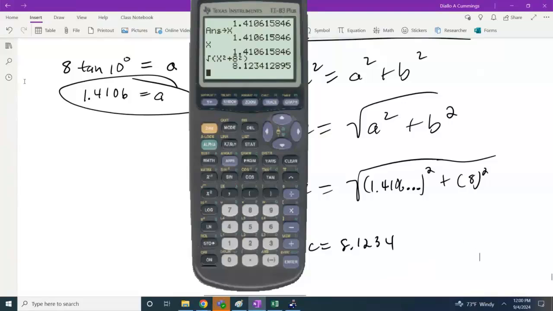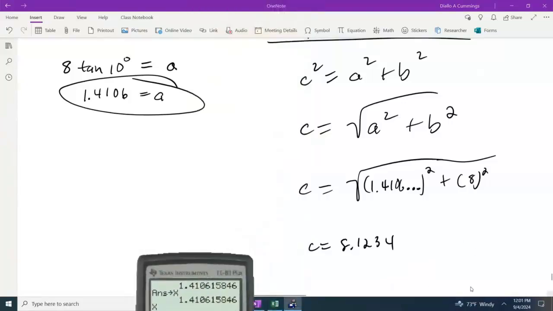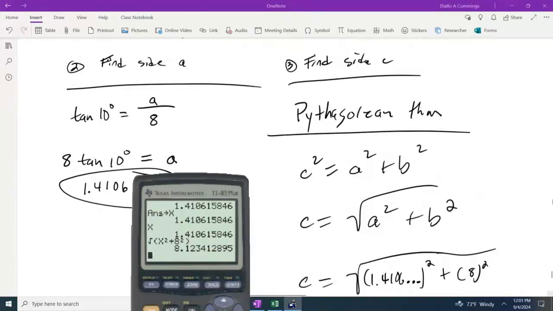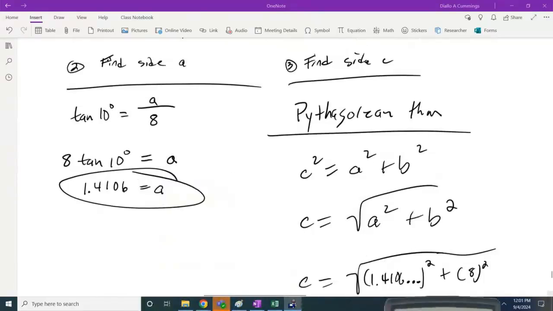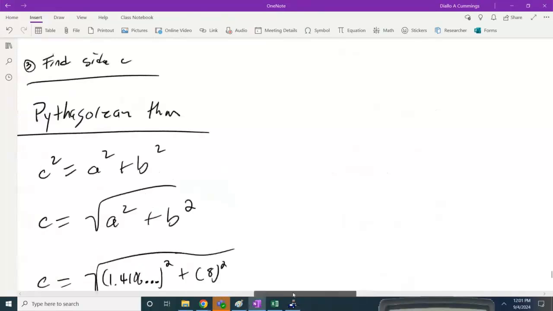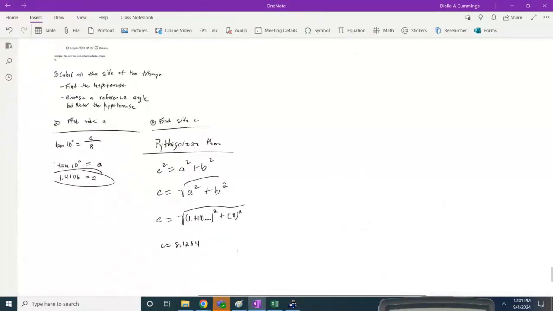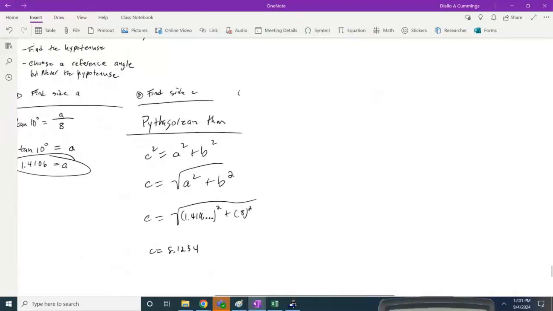Any questions on where 8.1234 comes in? I used the Pythagorean theorem. I didn't use any rounded values. I used a calculator and I put it in. Now you could set up a trig function. I'll just show how that works. I would not advise you to set up two trig functions, but you could. So that was the Pythagorean theorem, or a trig function.